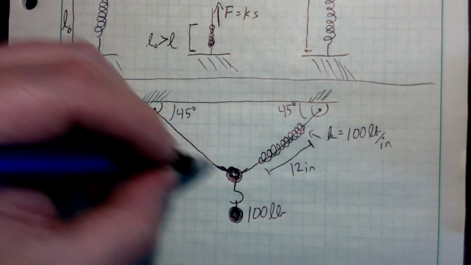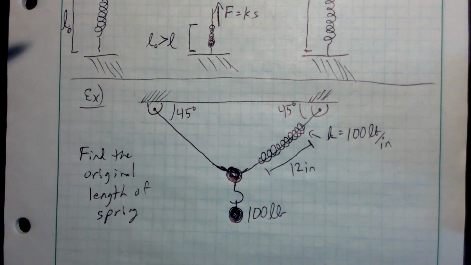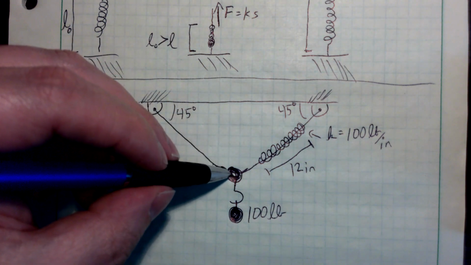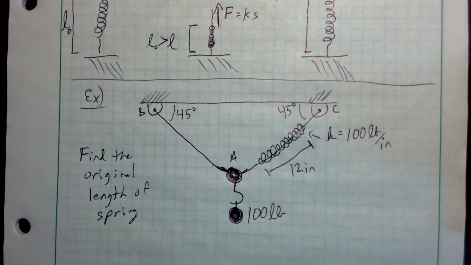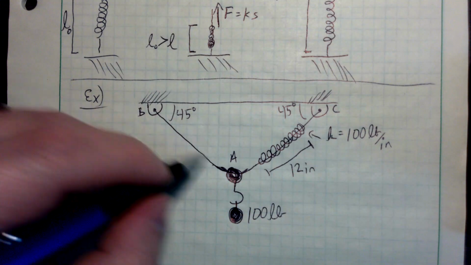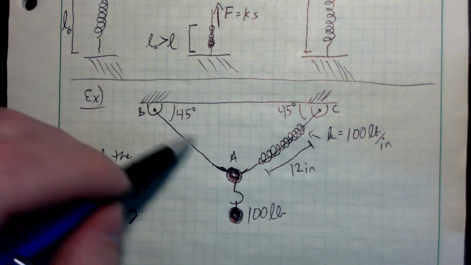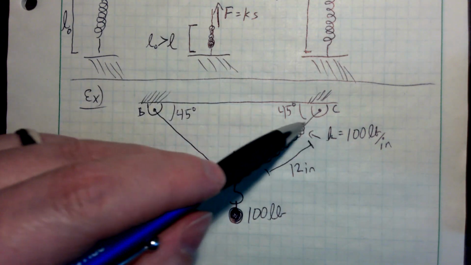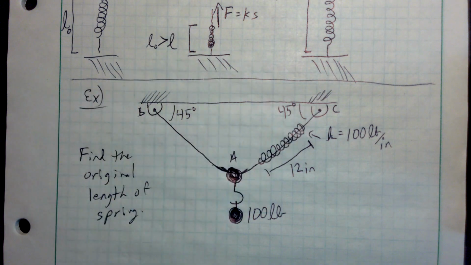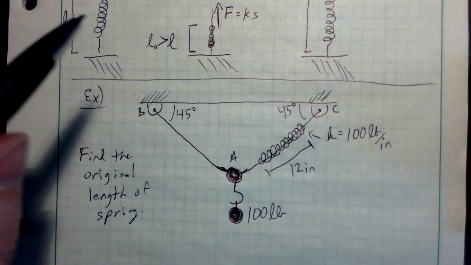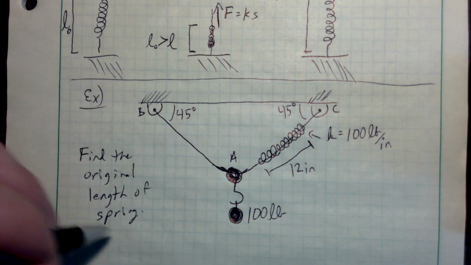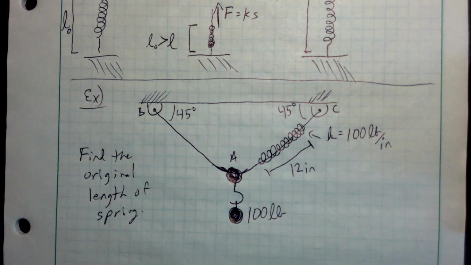So again, I've got a cable on this side, just some sort of a cable causing a tension force right here. We'll call this point A. Maybe we'll call this B, and we'll call this C. So I've got a cable running from A to B at a 45 degree angle. Then I've got a spring also at a 45 degree angle from A to C. The spring is currently at 12 inches. We have the spring constant there and 100 pounds. We want to find the original length of the spring.